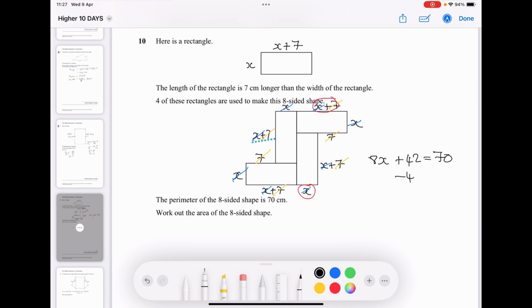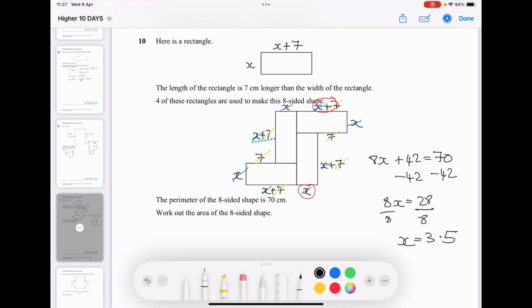If I take 42, 8x equals 28. Divide by 8, so x equals 3.5.